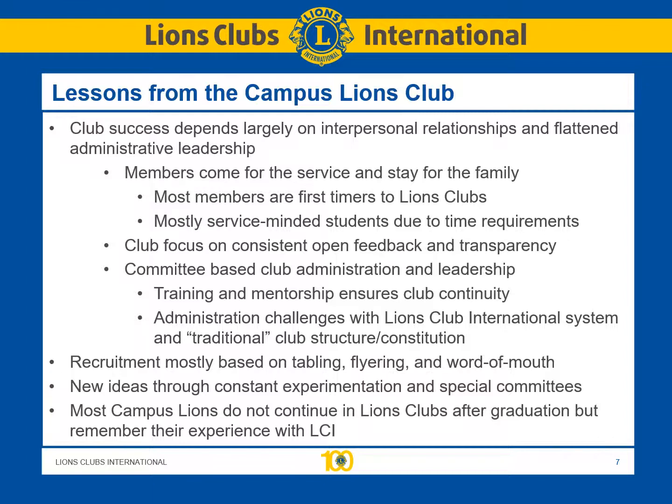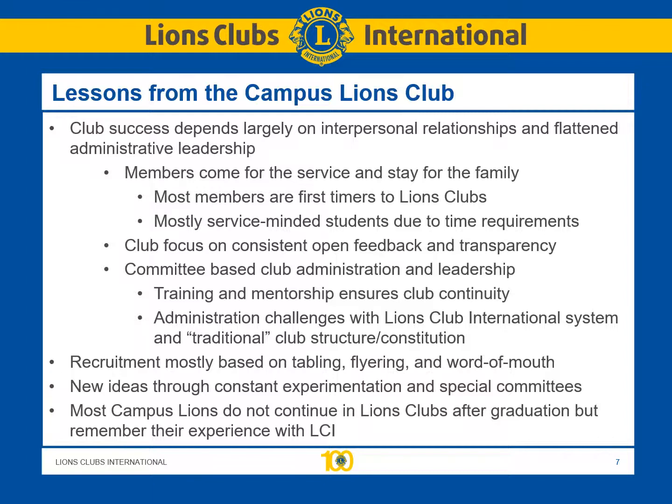The recruitment is mostly based on tabling, flyering, and word of mouth. Tabling means that we set up a table during different events or different strategic areas on the campus, and have it available so that people can walk by and learn more about Lions. And flyering, which is standing in another strategic pinpoint location and handing out thousands of flyers. This can be a very rough job, but it's something that really gets people to hear about what Lions is and what Lions does.